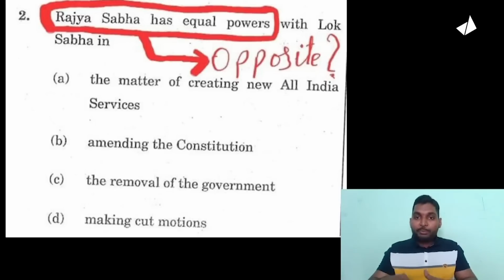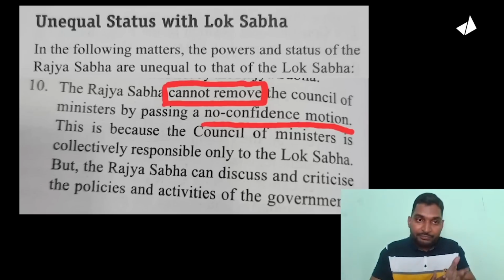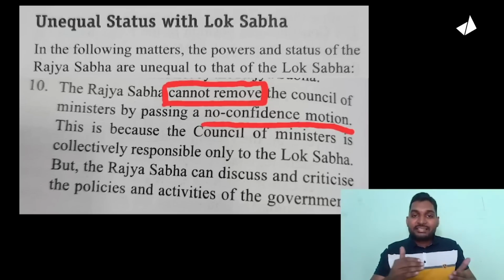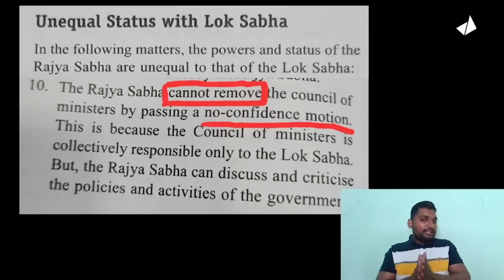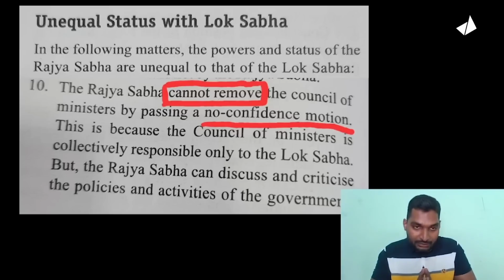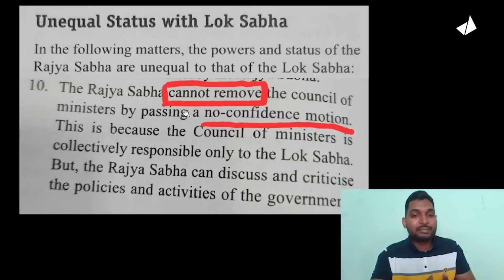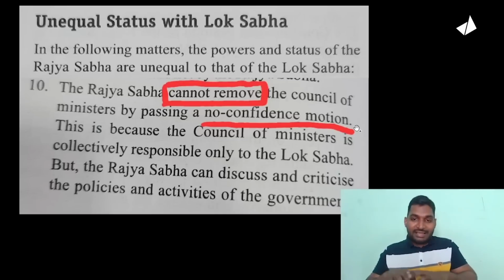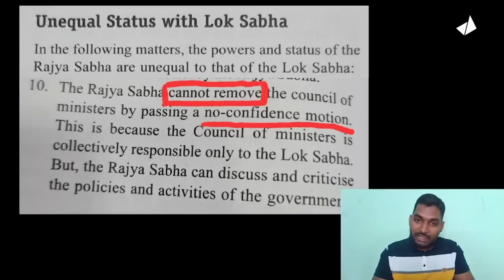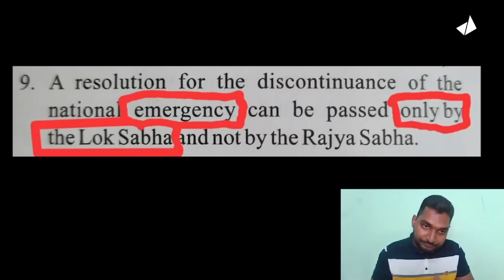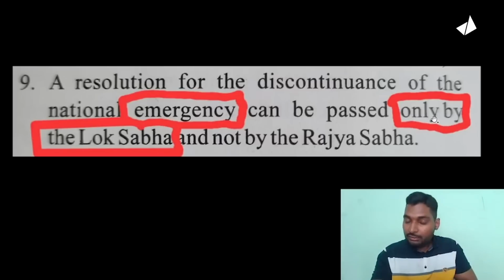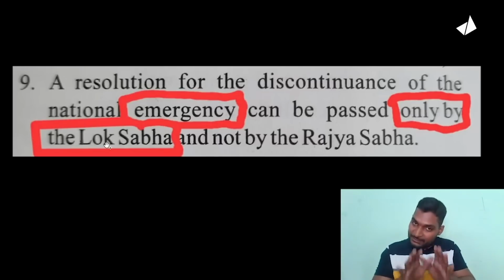So here we just open our Lakshmikant and we see for unequal status where Rajya Sabha has unequal status with Lok Sabha. And this point 10 from our Lakshmikant says Rajya Sabha cannot remove the Council of Ministers by passing a no confidence motion. Now this is explicitly given in the book that we all read. What else is given? A resolution for the discontinuance of the national emergency can be passed only by the Lok Sabha. Again, this is explicitly given.